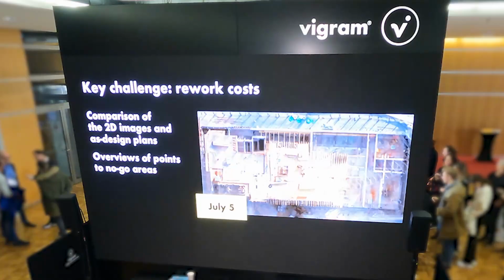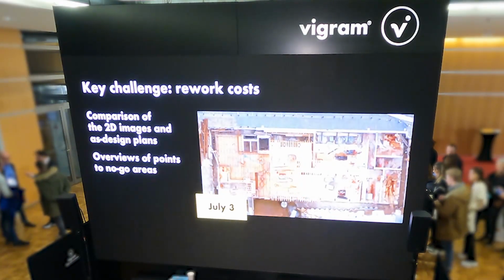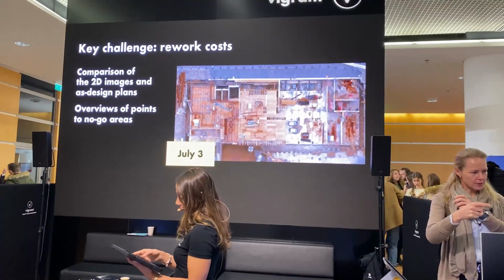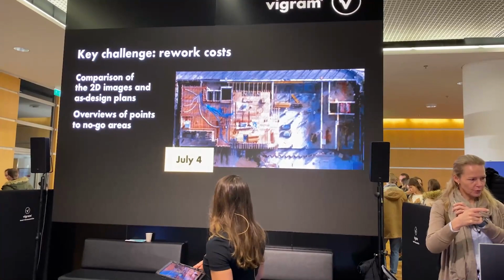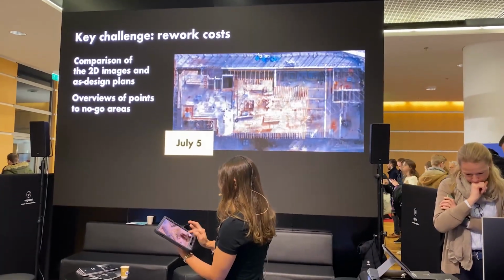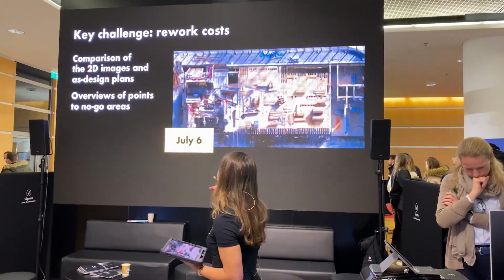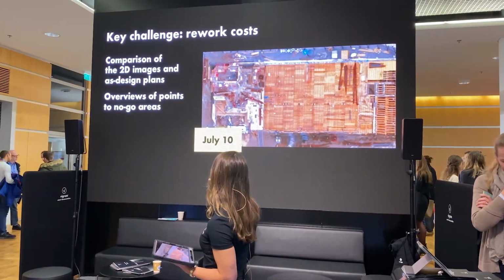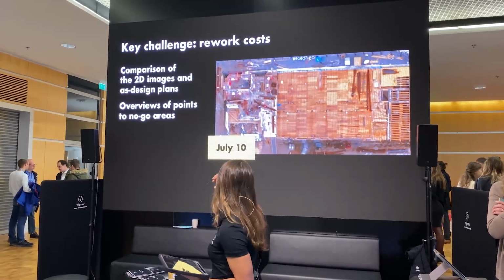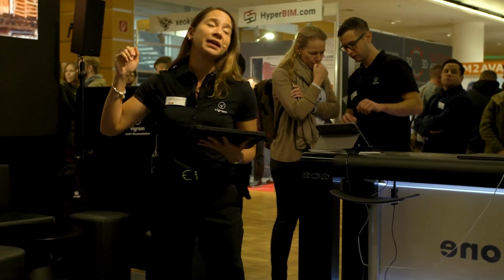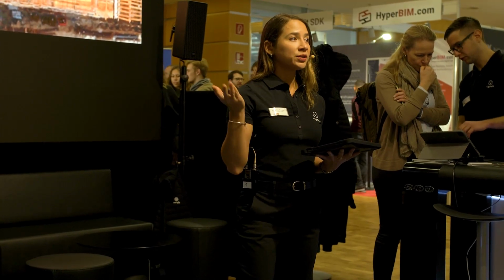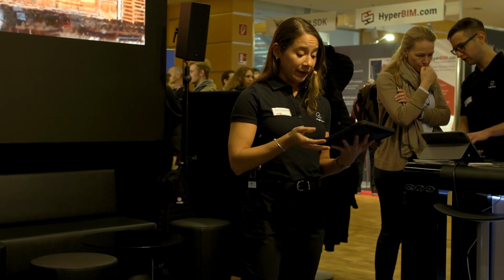Here, for example, in our timeline, we can see how the data is processed on July 3rd, July 4th, and we can also check on July 5th. We can also check the progression of the data and the construction site until July 10th. So this is one of the things that the timeline allows all the stakeholders to do: see the progress of the construction site.